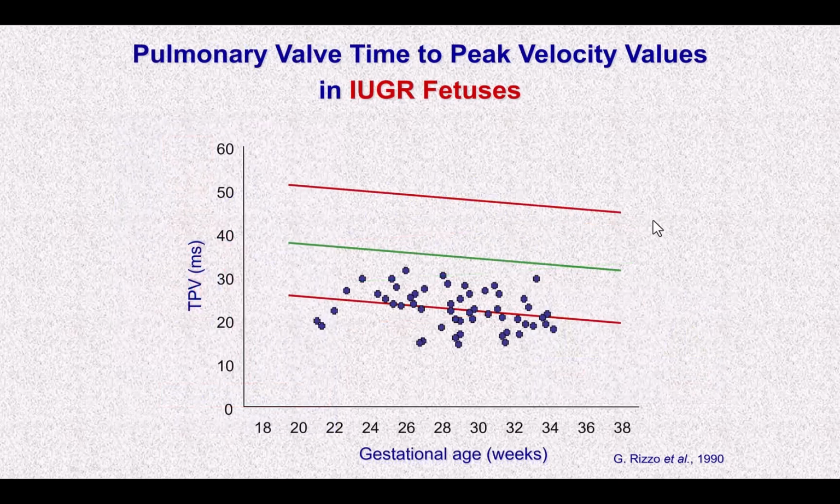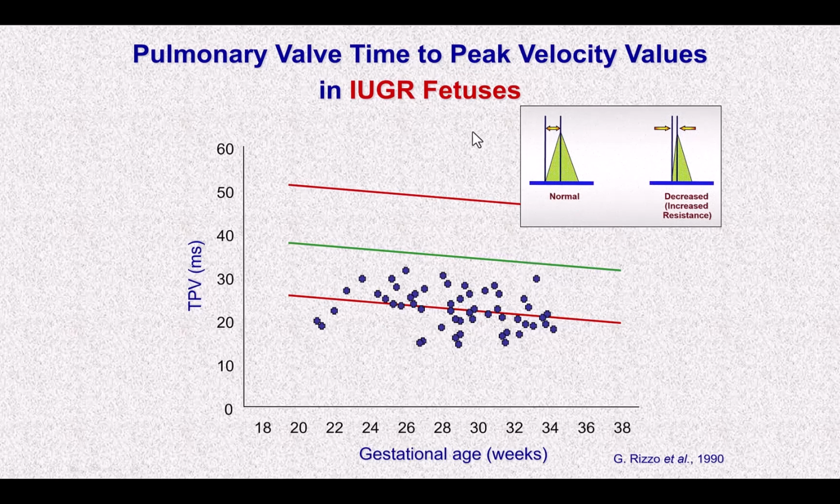The opposite phenomenon is possible to find in the hemodynamics of the pulmonary valve. In fact, in this valve, we can see a reduction in the time to peak velocity. And the meaning is an increased resistance.